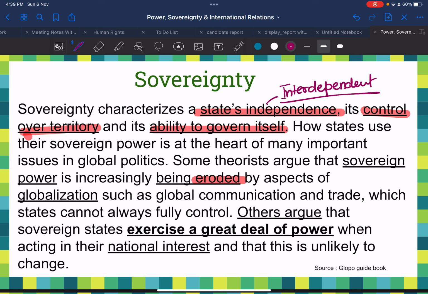Now further to this, it says others argue, so the opposing school argues that sovereign states exercise a great deal of power when acting in their national interest. I'm sure that by this time you have guessed which school of thought this is. This is the realist school of thought, right? They believe that there are still state actors acting in the national interest, and the concept of sovereignty cannot be eroded. Clear about this definition of sovereignty, what it is talking about.